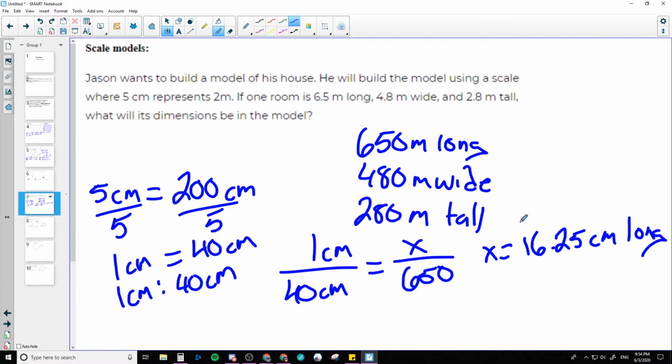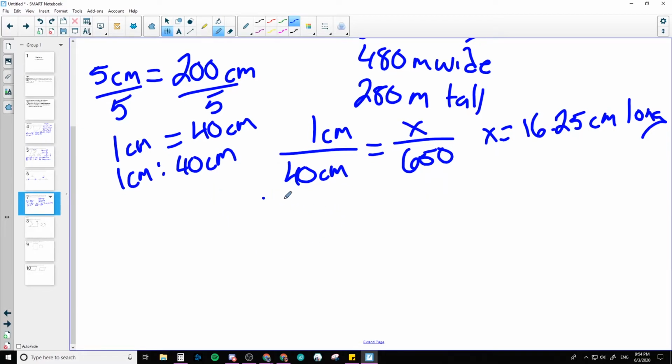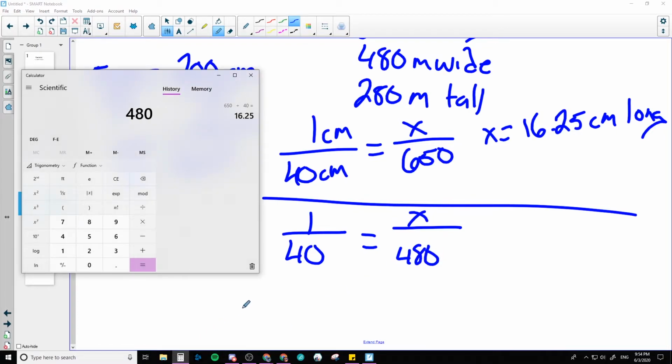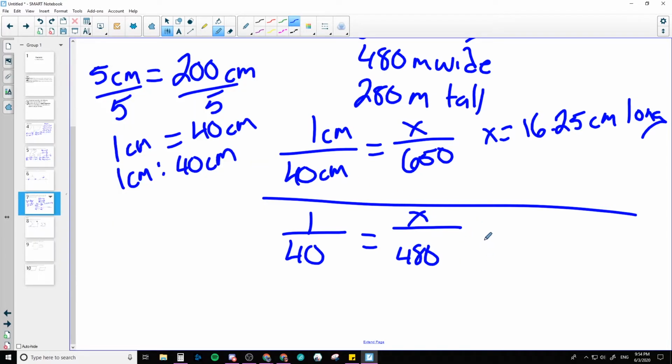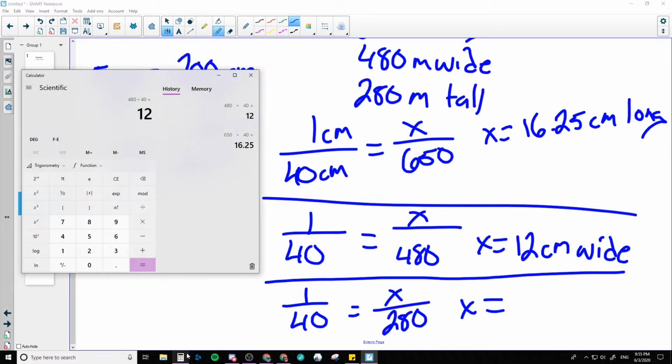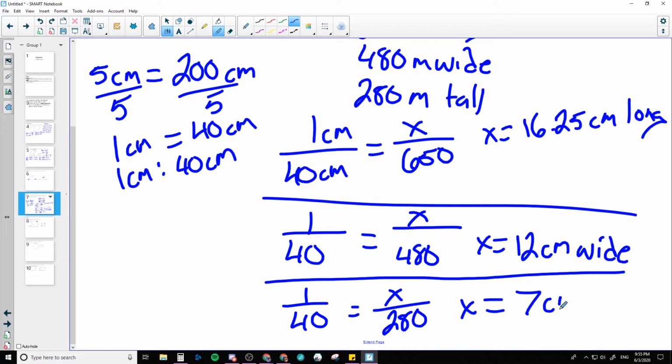Okay, let's take a look at our next dimension. This gets set up the same way. So 1 over 40 equals X over, this time it's 480. So 480 times 1 divided by 40 tells us that it's going to be 12 centimeters wide. Okay, and last one. 1 over 40 equals X over 280. 280 divided by 40 is 7 centimeters.